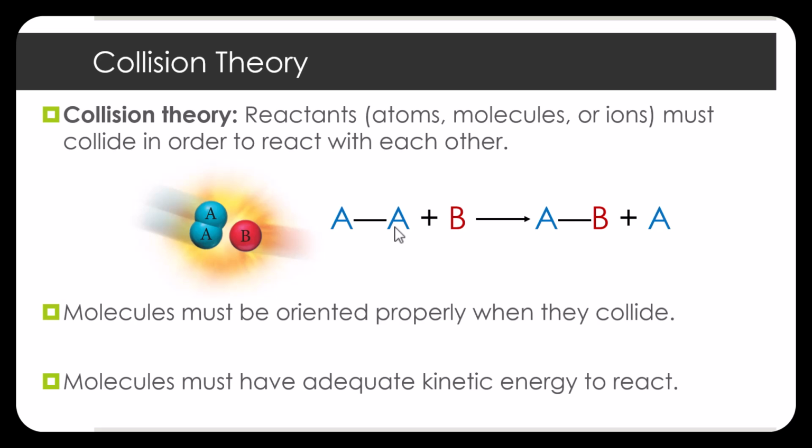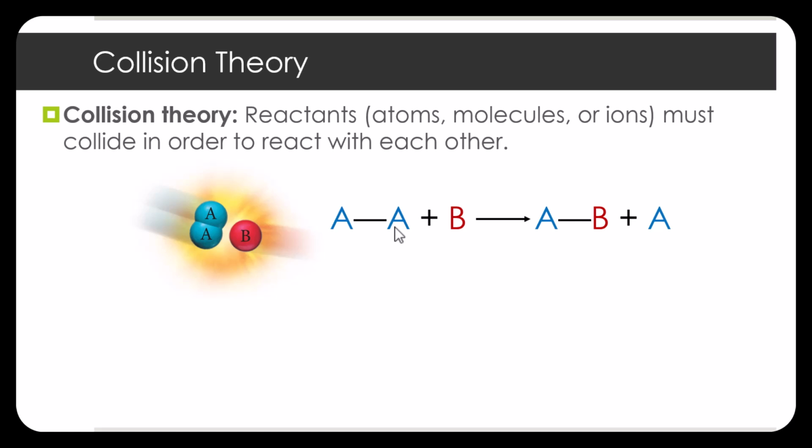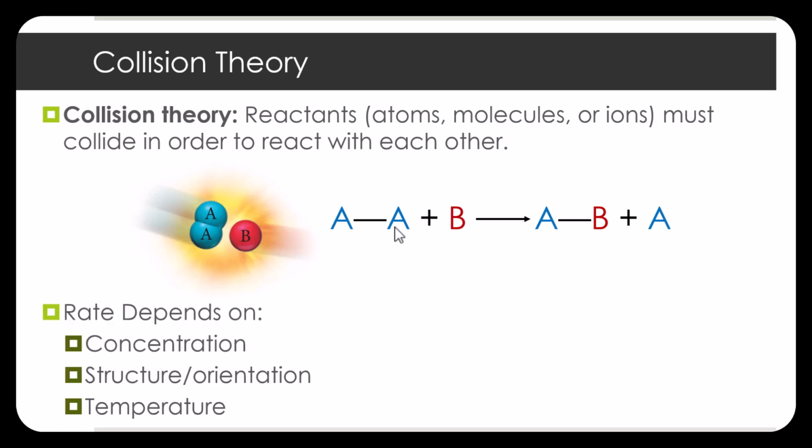And then there has to be adequate kinetic energy in order for that collision to do anything. We can't just accidentally brush up against each other and expect a chemical reaction to take place. There has to be some sort of energy associated with that collision in order to rearrange those elements. So that's collision theory, the platform that we stand on moving forward. It has to collide with the correct orientation and enough kinetic energy.